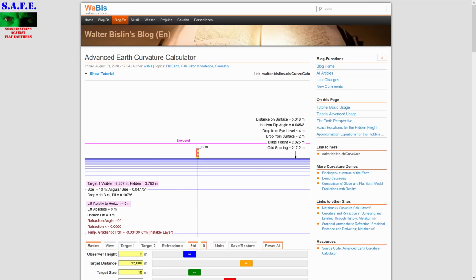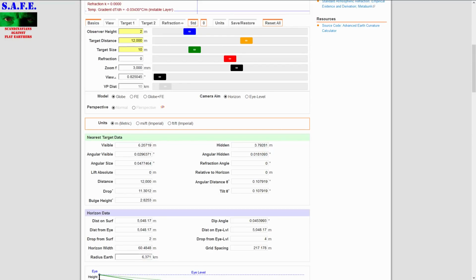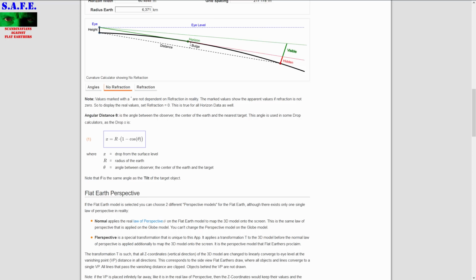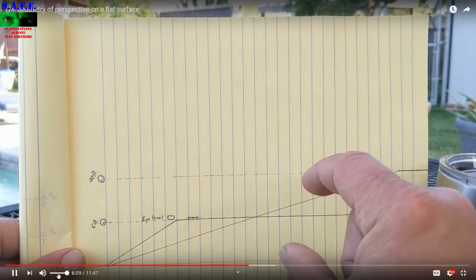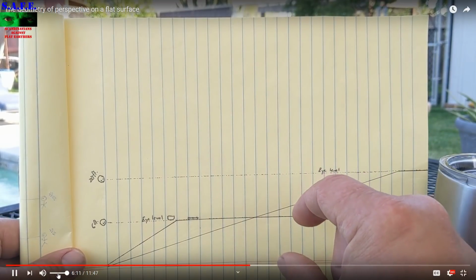We can have observer height. We can have target height, distance. Yeah, even refraction can be entered into that curve calculator, and we can. That's our geometry. The radius of the Earth is 6,371 kilometers. We don't need anything else. It's done. Finished. The one that goes up, because that's how your eyes work.